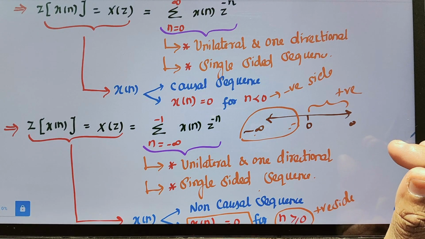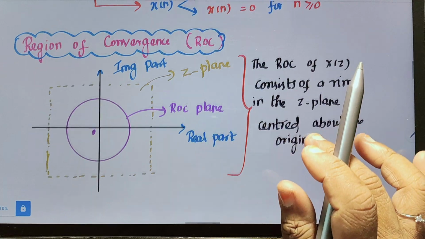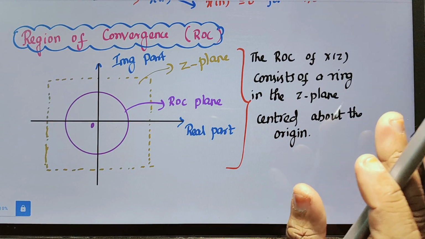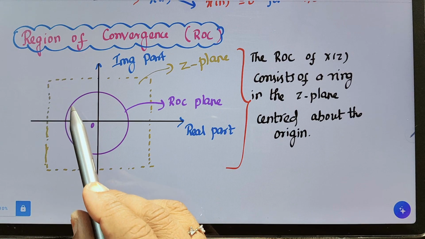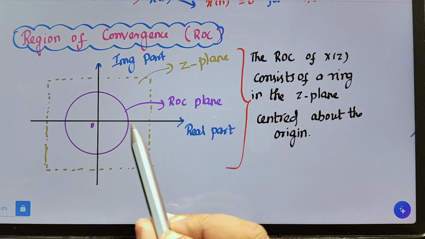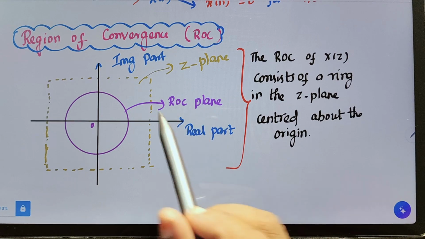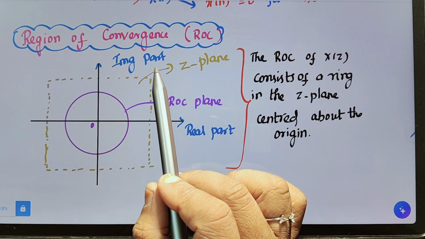Okay. Next, region of convergence, ROC. It's a very important concept in the Z-transform. See the diagram, a simple plot. This is the unit circle, and the surrounding area is the Z plane. The unit circle is in the ROC plane. The x-axis is for the real part. The y-axis is for the imaginary part.